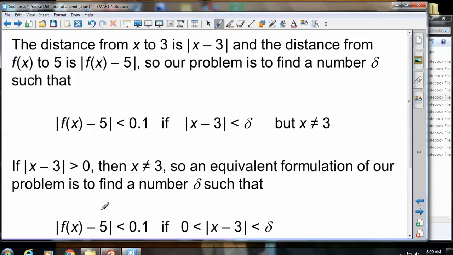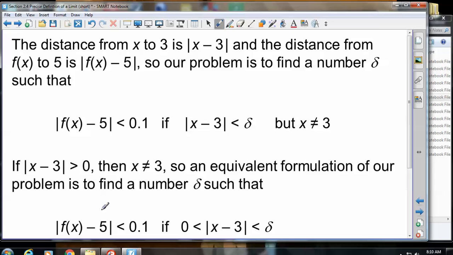Now, we can measure distance with absolute values, because distance is always positive. So the distance between x and 3 is the absolute value of x minus 3. The distance between my y value and 5 would be the absolute value of f of x minus 5.